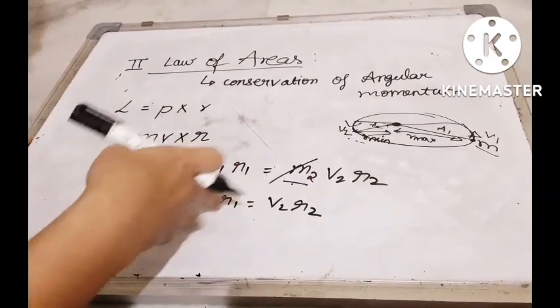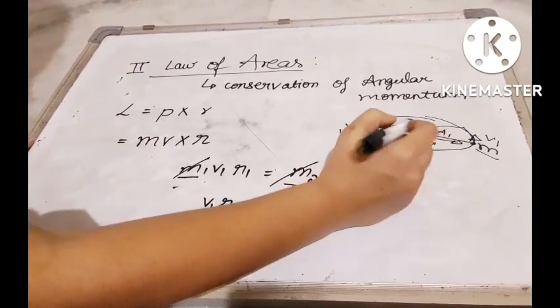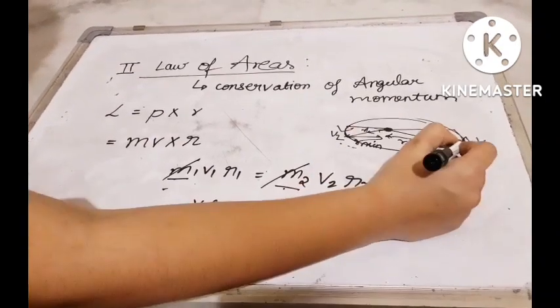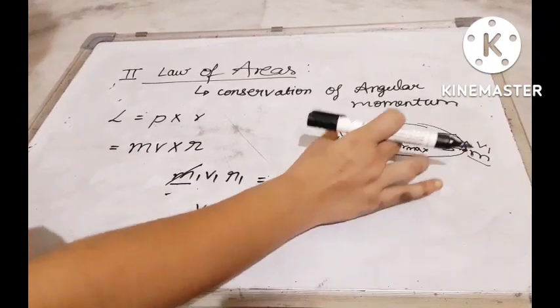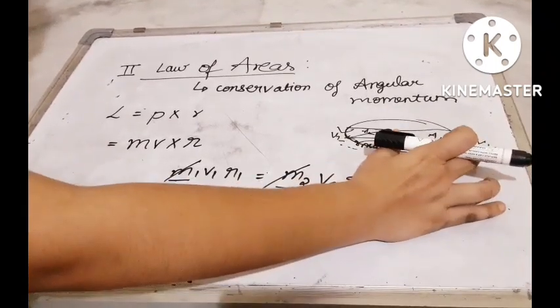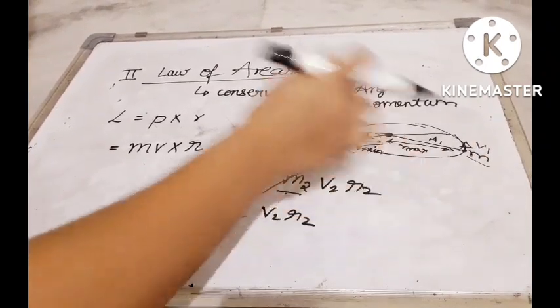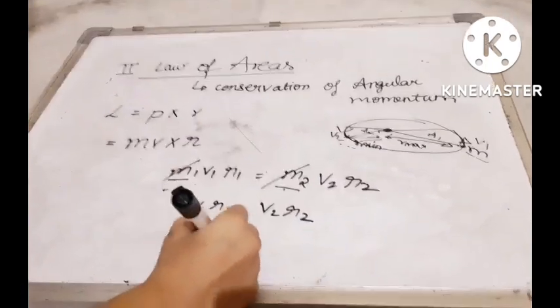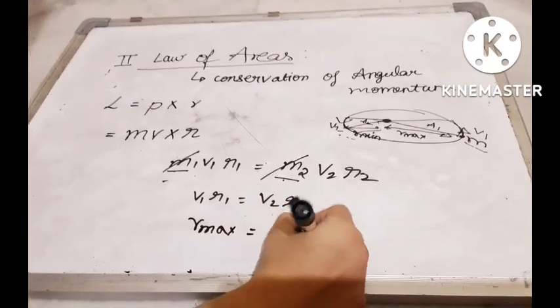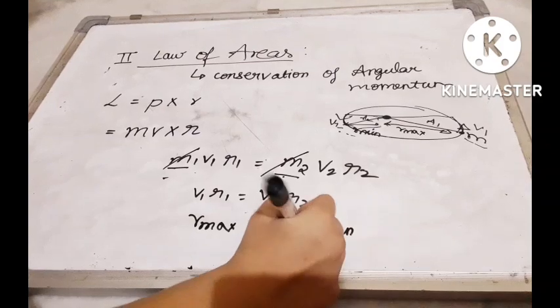Now instead of taking r1 and r2, what I am doing is, you know that from the sun to the planet, this distance is maximum and this distance is minimum. So I am taking this as r max and this one as r min. So this will be r maximum, and this side I will be taking as r minimum.